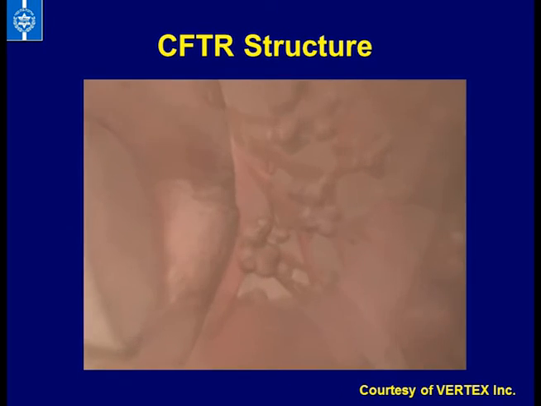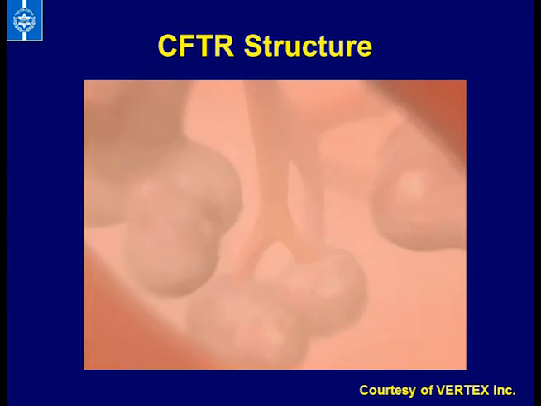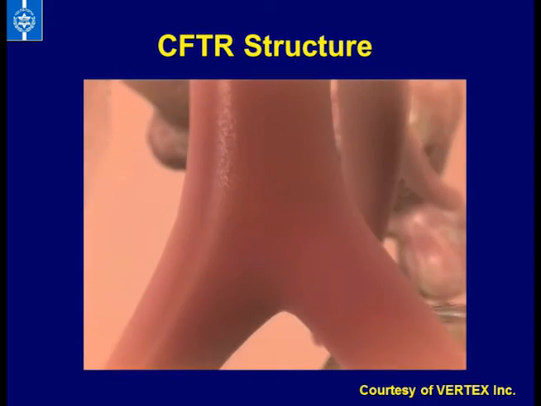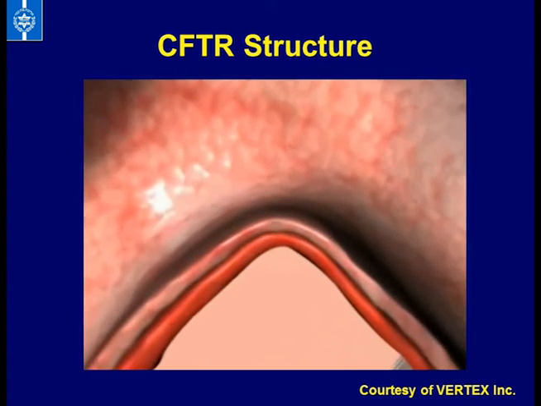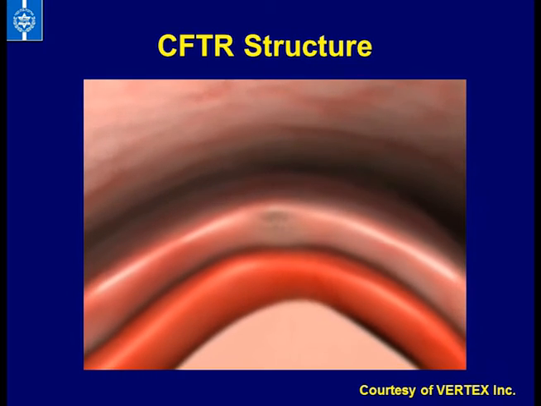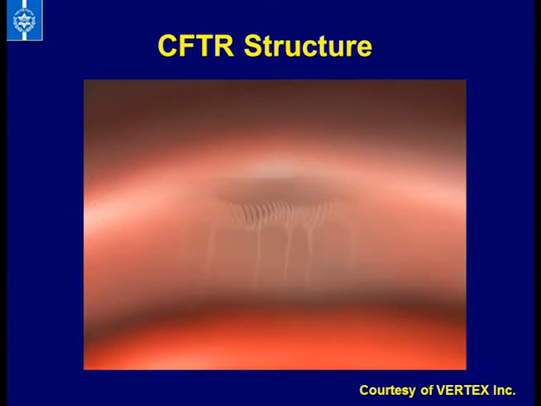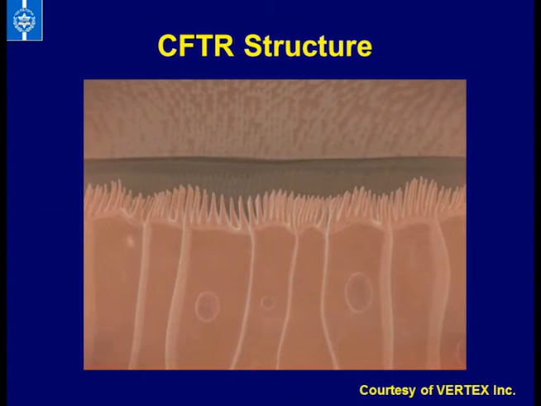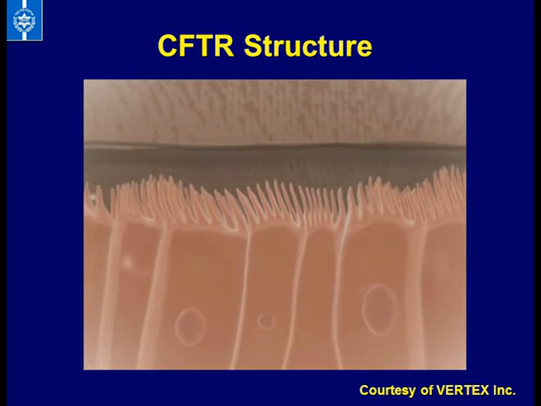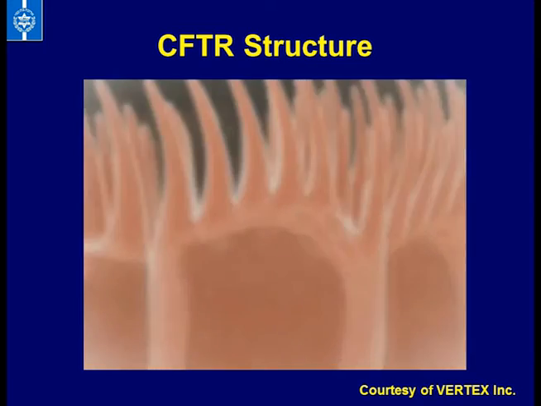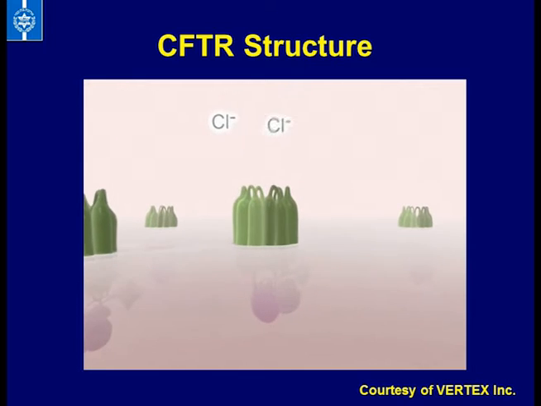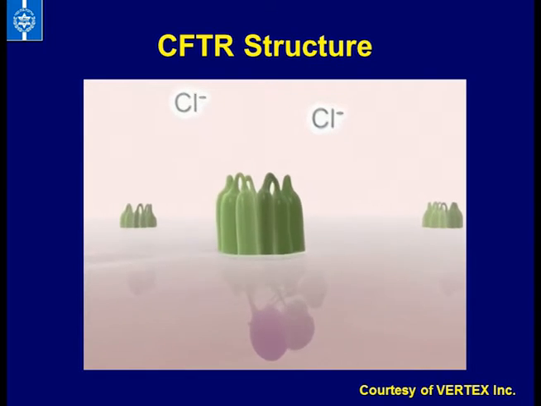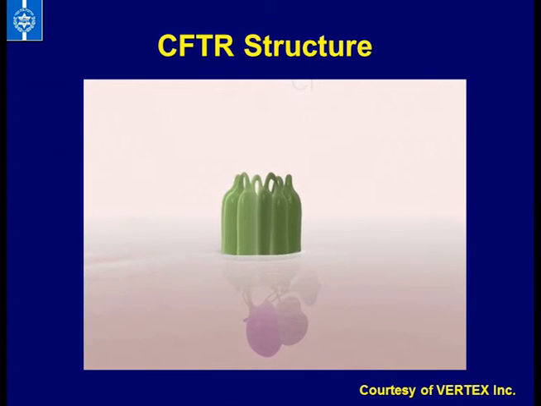The cystic fibrosis transmembrane conductance regulator, or CFTR protein, is located in the apical membrane of cells lining the airways and also can be found in other areas of the body, including the sweat glands, intestinal, reproductive, hepatic, and renal epithelia. The CFTR protein facilitates the transport of chloride into and out of cells. CFTR is a complex glycoprotein composed of 1,480 amino acids.